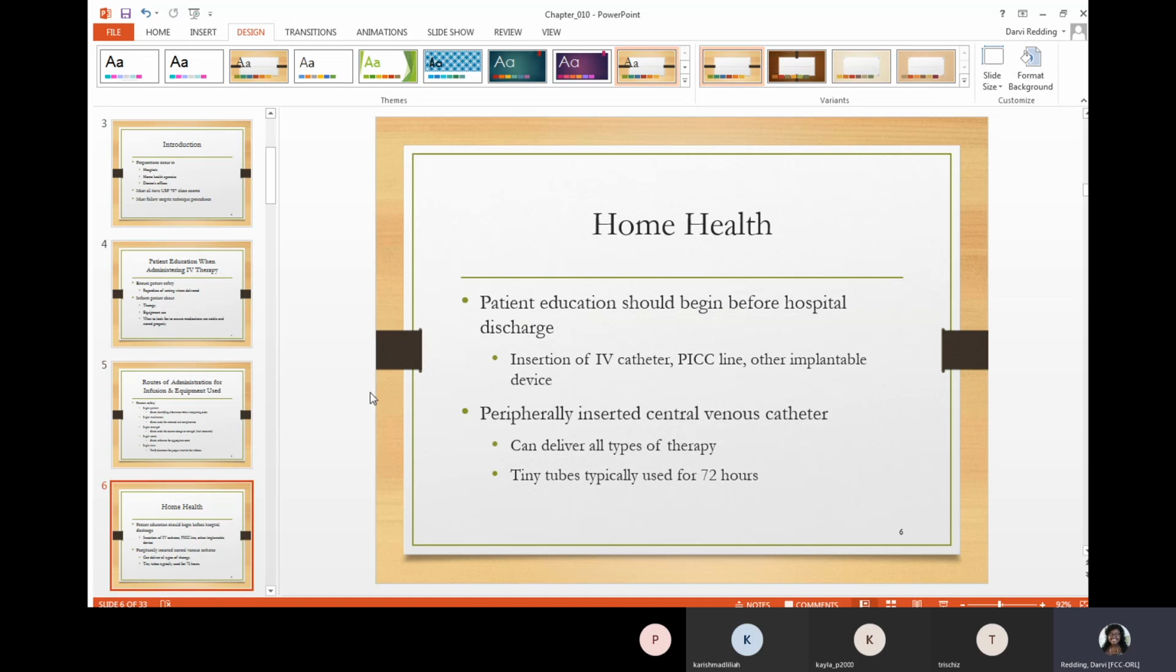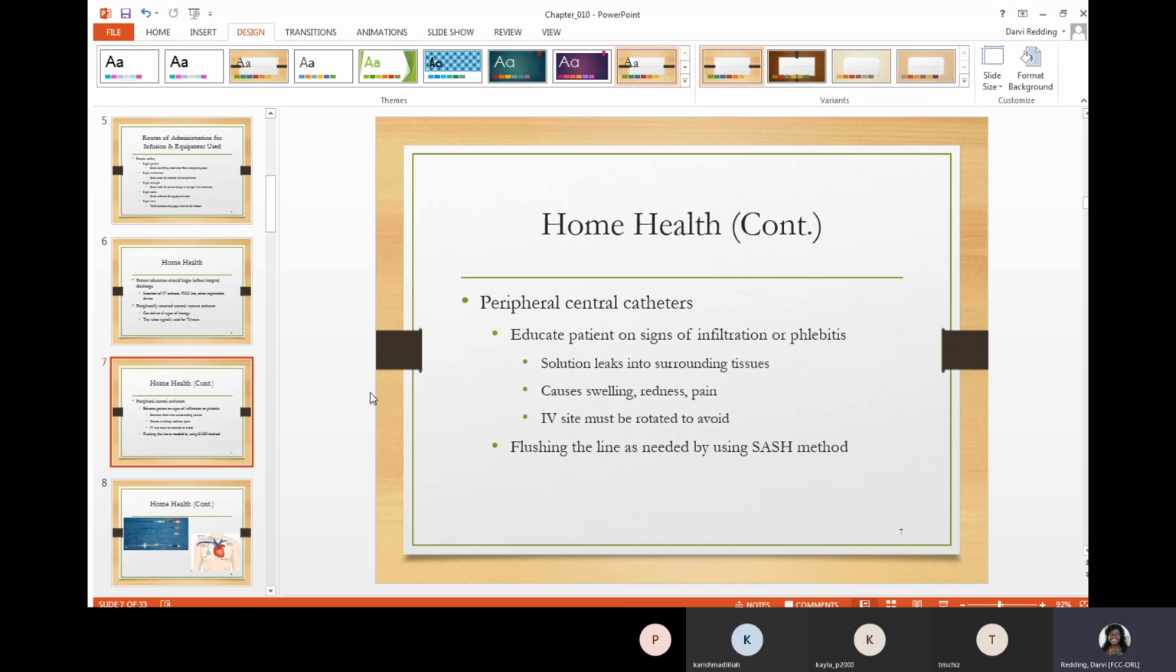Now, long-term therapy might require weeks, months, or even years. And then there are some special catheters that are designed to be inserted in the chest wall near the heart. With the peripheral central catheters, it's important that patients are educated on the signs of infiltration or phlebitis, which is basically inflammation around the vein area. A patient could be educated to check for solution leaks into the surrounding tissues, because a person might experience some swelling, redness, or even some pain.